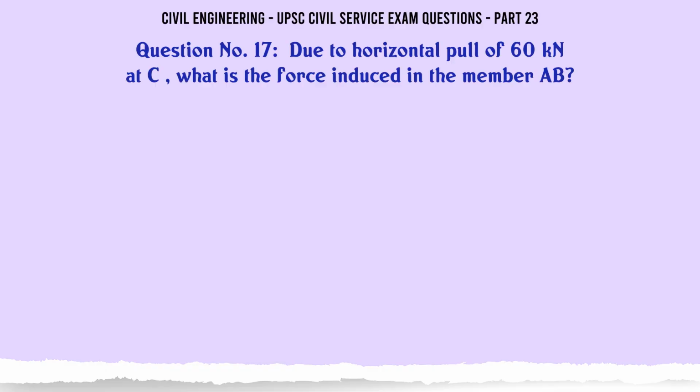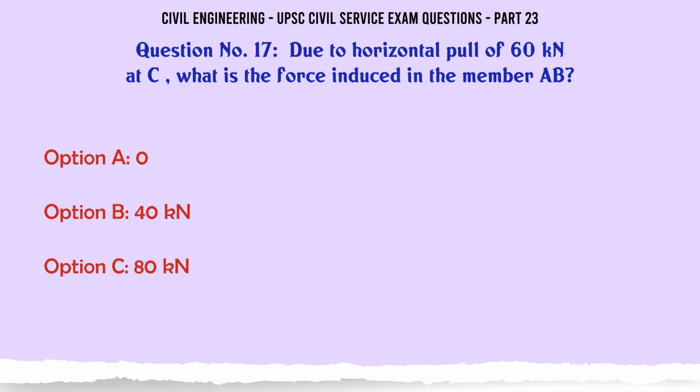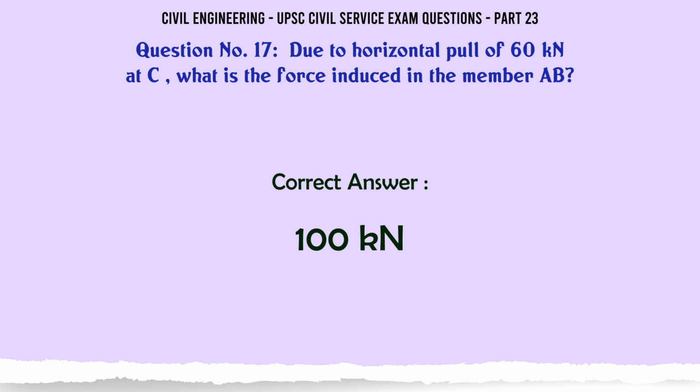Due to horizontal pull of 60 kN at C, what is the force induced in the member AB? A. 0, B. 40 kN, C. 80 kN, D. 100 kN. The correct answer is 100 kN.